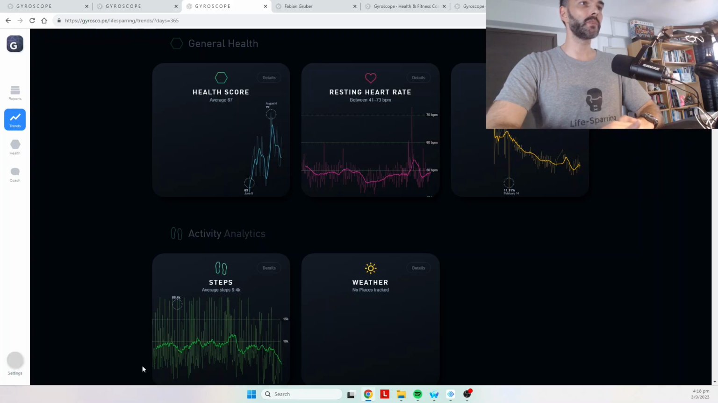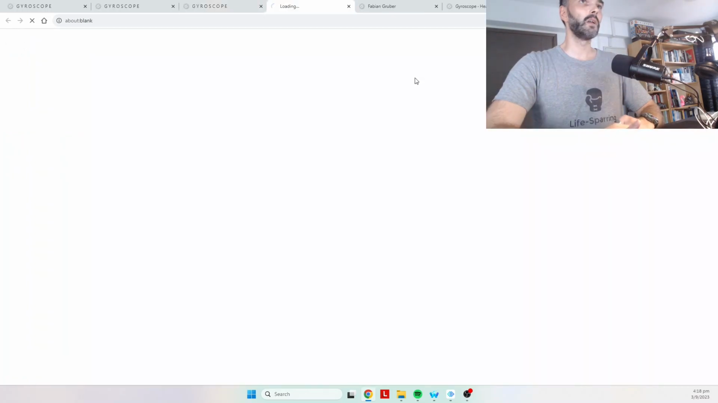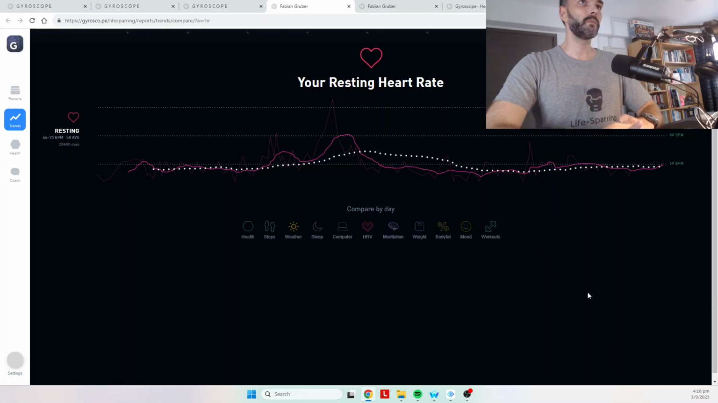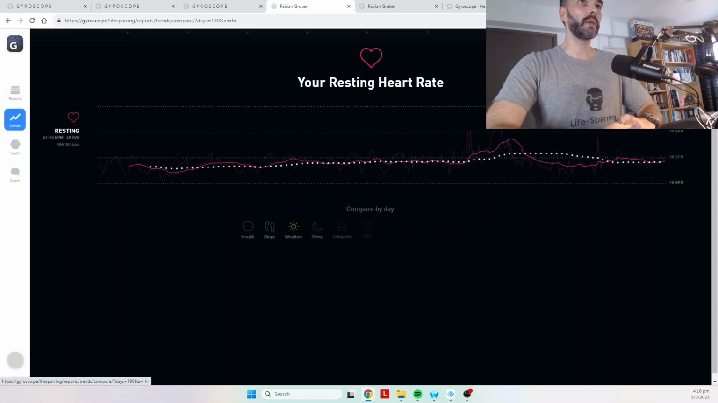This is my steps over time. I do a lot of long runs, hence there are always a lot of spikes here, but overall I live a fairly active lifestyle. And these visualizations, they're just pretty nice, right? You can always click into details and see resting heart rate over longer terms. I think whoever makes these visuals at Gyroscope, they're really just good at it.